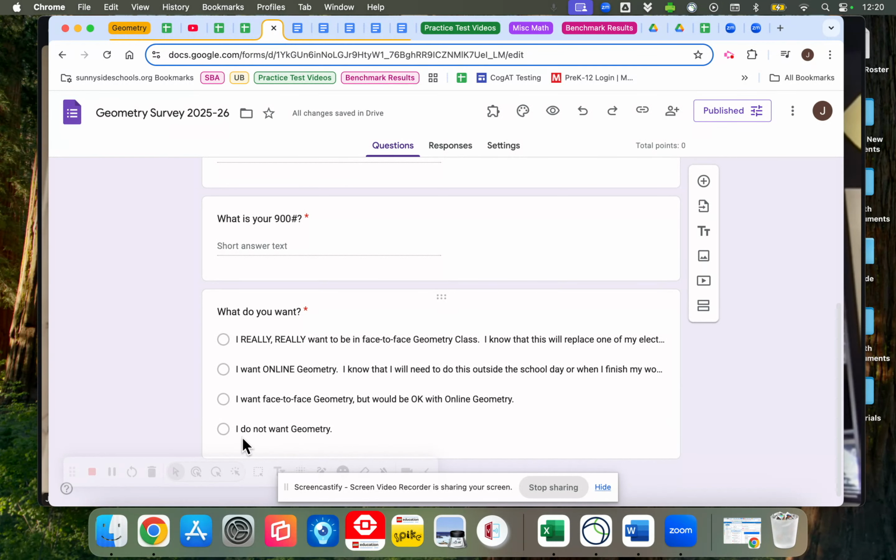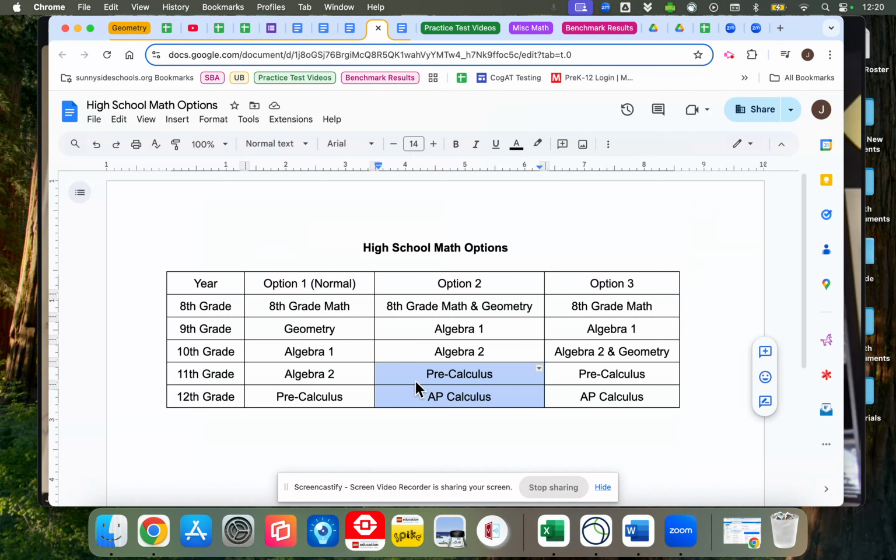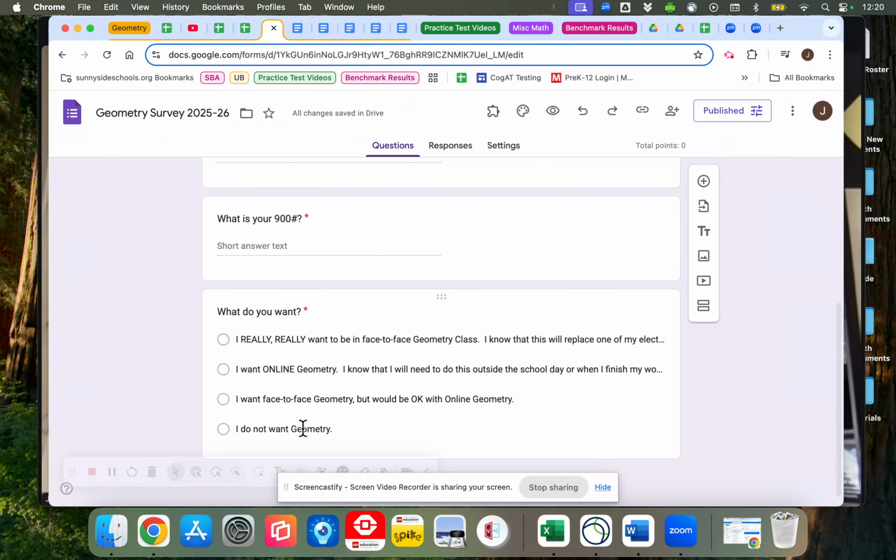And then the last one, which is probably right for most people, because if we go back to this, is the normal track to take geometry your 9th grade year. This is, again, probably what's right for most people. I do not want geometry my 8th grade year.